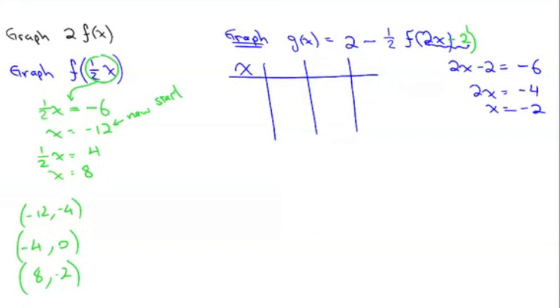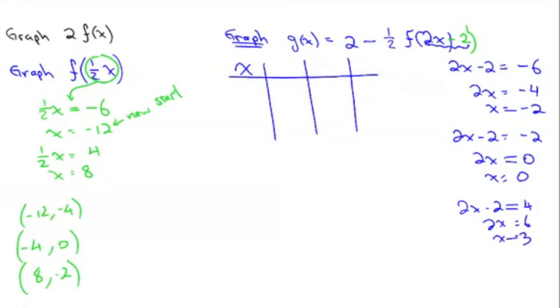Now we just need to do it to every domain value. So 2x minus 2 is equal to, what's the next one? Negative 2. So you get 2x is equal to 0, isn't it? Yeah. So x is equal to 0. So our first domain is going to be negative 2. Our next one is going to be 0. So 2x minus 2 is equal to 4, 2x is equal to 6, x is equal to 3. All right. So when I choose negative 2, it's associated with the original domain of negative 6. When I choose 0, it's associated with the original domain of negative 2. We'll get to that in a second. So the domains I'm going to choose are negative 2, 0, and 3. That's what I'm going to choose to plug in for x.